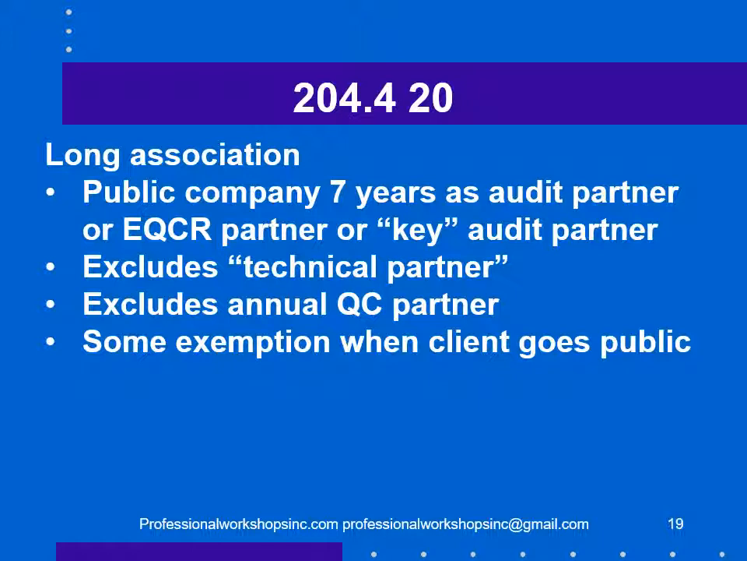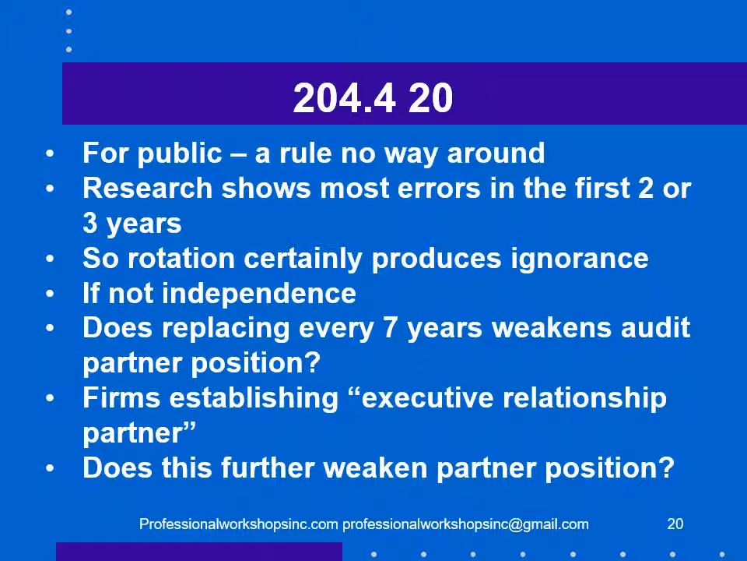So if the public company is selected as part of the annual quality control review process, it doesn't apply to that partner. And of course, you could have a problem that you've been involved with a client for 15 years and then they go public. There are some exemptions where you have a short period of time where you can continue to be audit partner on that client after they've gone public, and then you have to rotate off. Now, for public companies, it's a rule, and there's no way around the rule. It just has to be done.